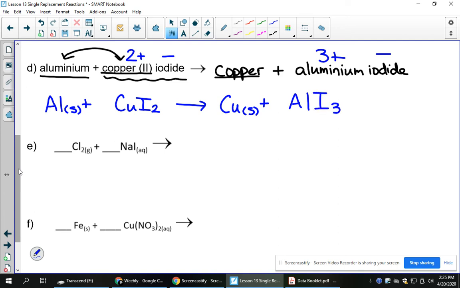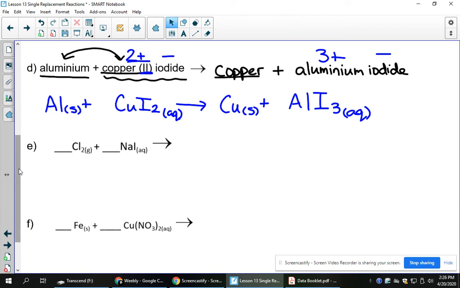Now I'm checking my solubility table. I found iodide on the top, and this one says that with copper with a charge of plus, it would be solid. But we are not mixing it with a charge of plus. We're mixing it with a charge of 2+. So copper 2 is not listed there. So this is actually going to be aqueous. And then aluminum iodide, also not listed in the 4 below iodide, so also aqueous.